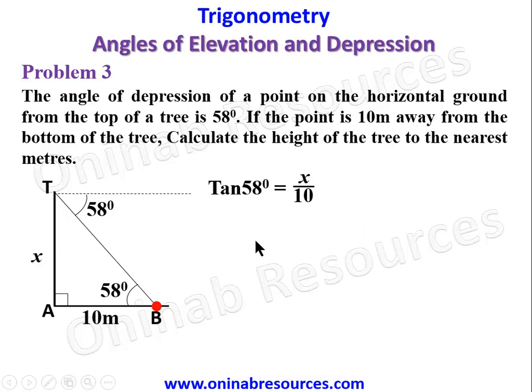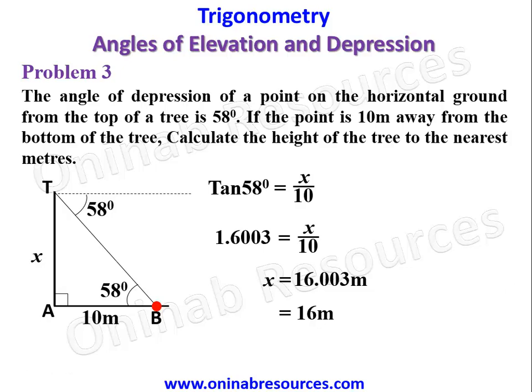Then tan 58 degrees is 1.6006, and this is equal to X over 10. So cross multiplying, we have X is equal to 10.003 meters. If you multiply this by 10, we move this point by one step, which gives 16.003 meters, and to the nearest meter is going to be 16 meters. And that's the end of solution to problem 3. We go to problem 4.